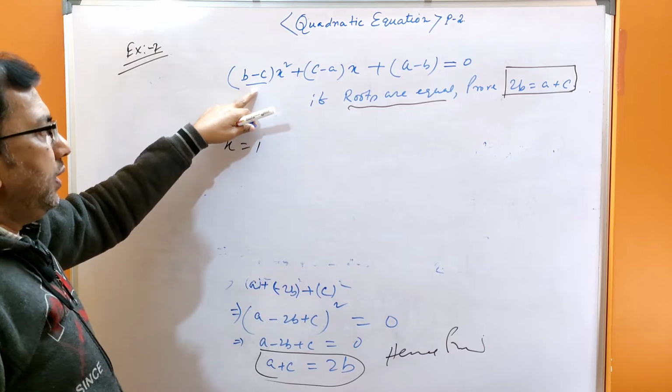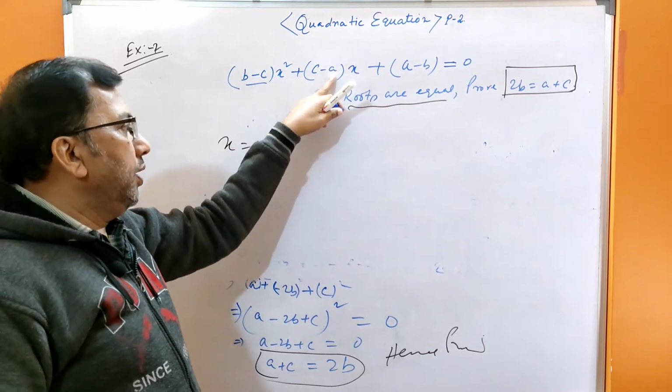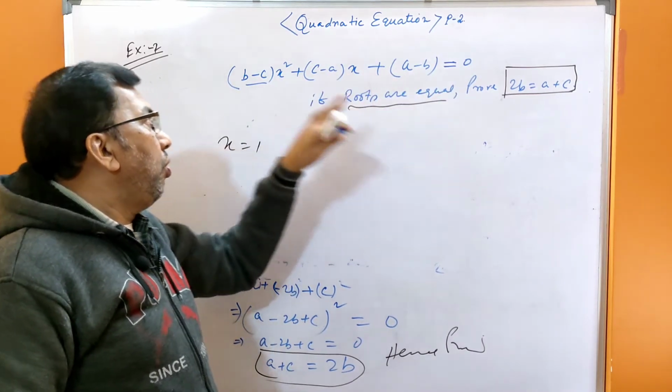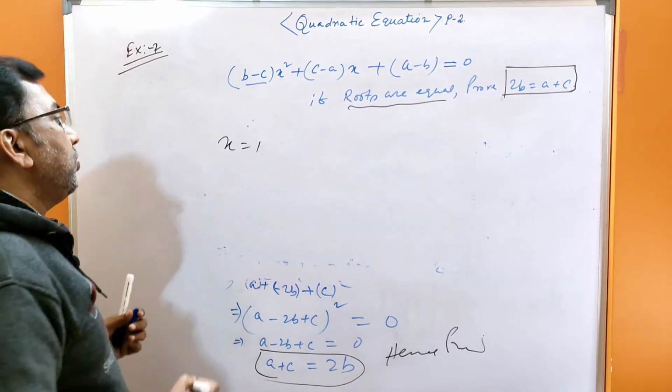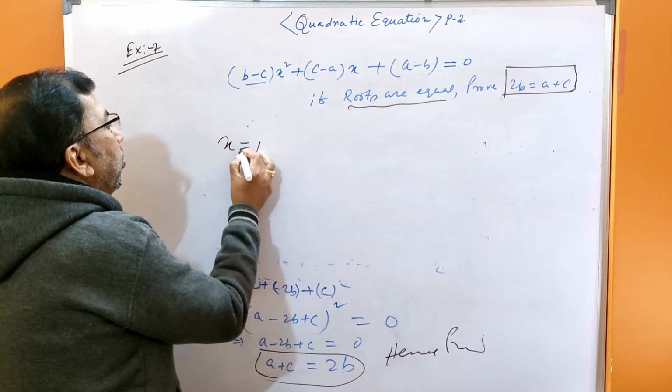Then (b minus c) plus (c minus a) plus (a minus b) equals to 0 automatically. The equation will be 0. So x equals to 1.